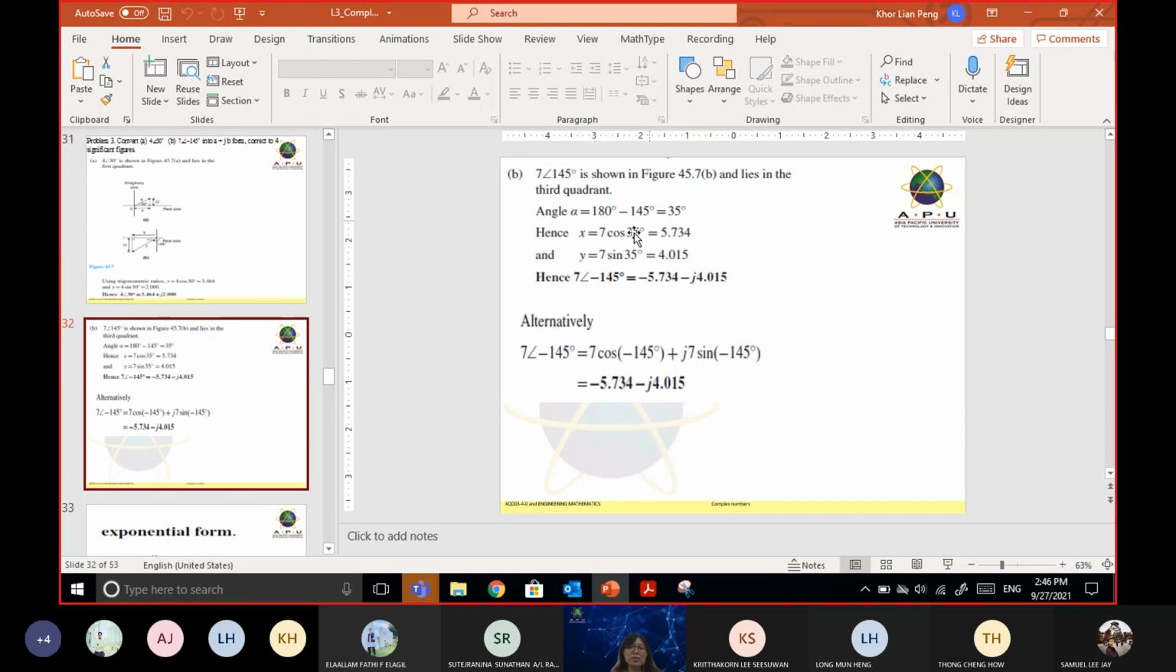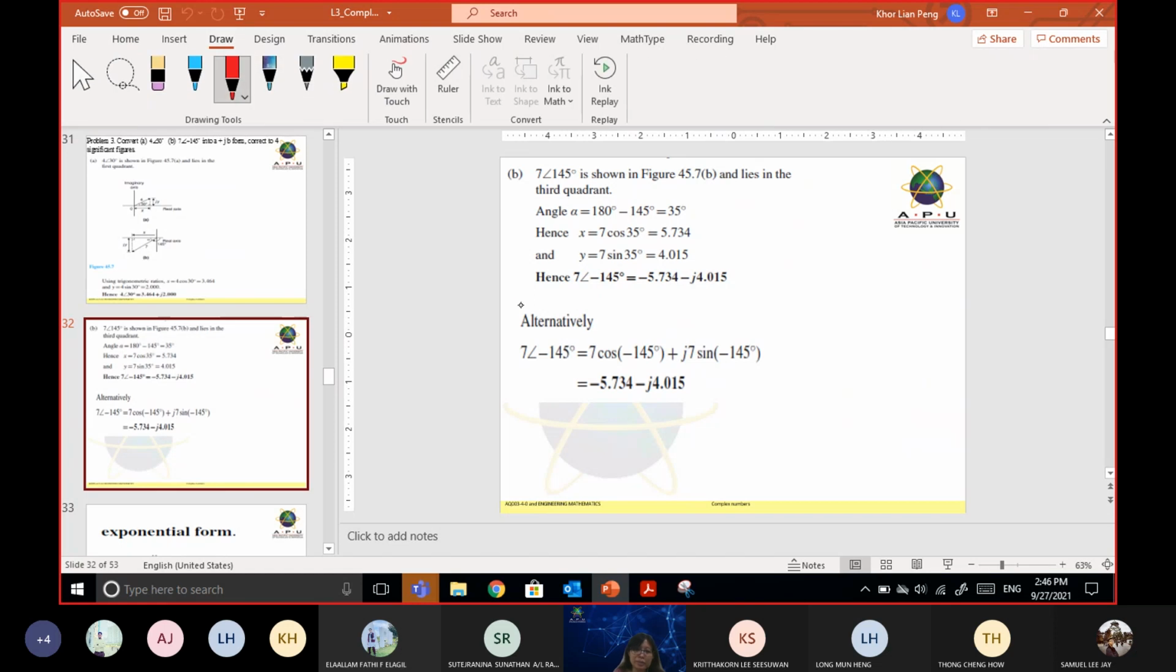Actually the slide here shows you two methods. First one using the basic angle, and the other one is directly plug in the value. I will strongly recommend you to use this method. The one that I showed you just now is much easier. Let the calculator give you the sign, the right sign. And there's no error, it is a correct one.